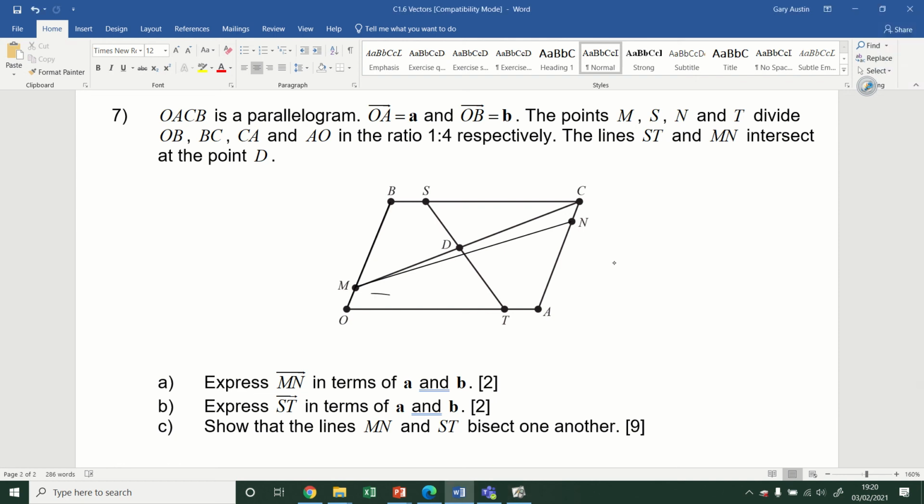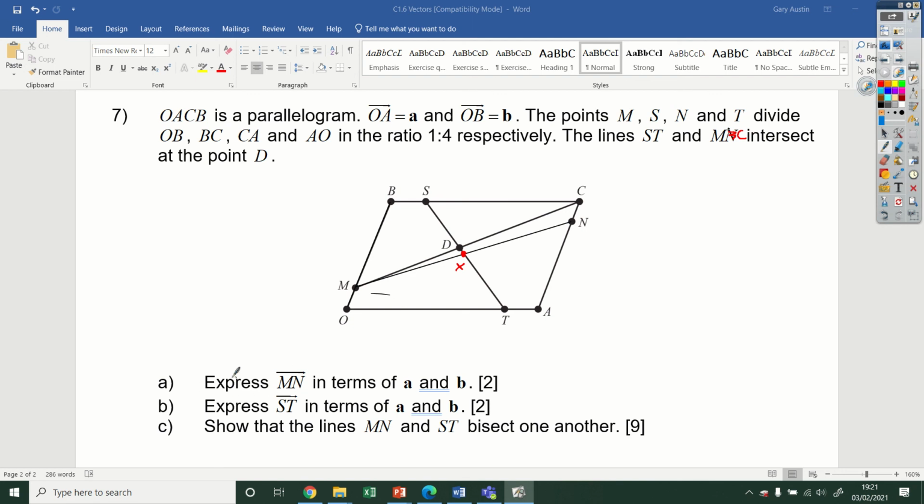All the way around. Okay, there's a slight typo in this question that you're going to need to adjust for. So the lines ST and MC intersect at the point D. So I would change this part of the question into MC rather than change the picture. So D goes there. What I would also do is put the point X somewhere in the middle here, which is where MN meets ST. So we've got that extra point to work with.